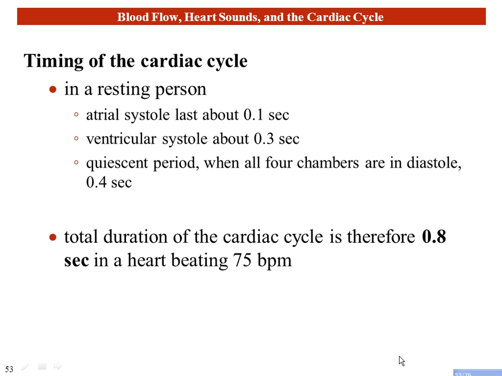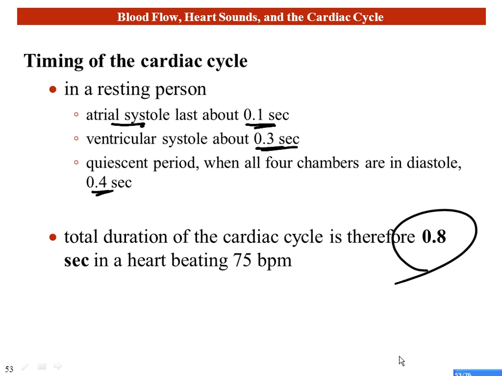Well, it takes me about 20 minutes to go over it, but for one cardiac cycle, atrial systole lasts about 0.1 seconds. Ventricular systole lasts about 0.3 seconds. Then you have a quiescent period that lasts about 0.4 seconds. So the total time for one cardiac cycle for a person at rest is 0.8 seconds.